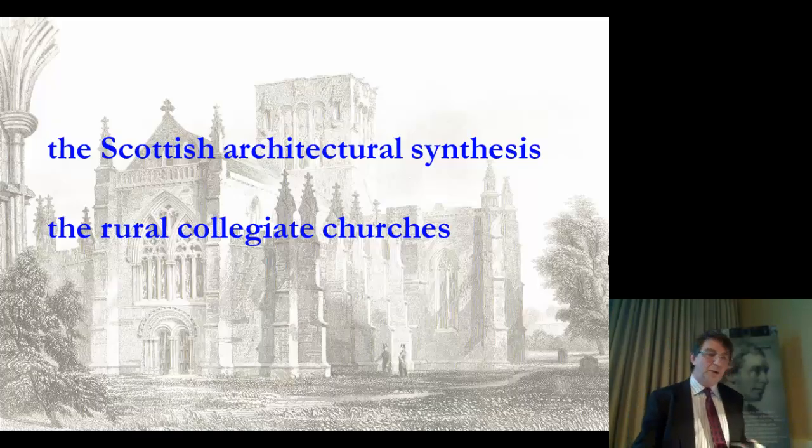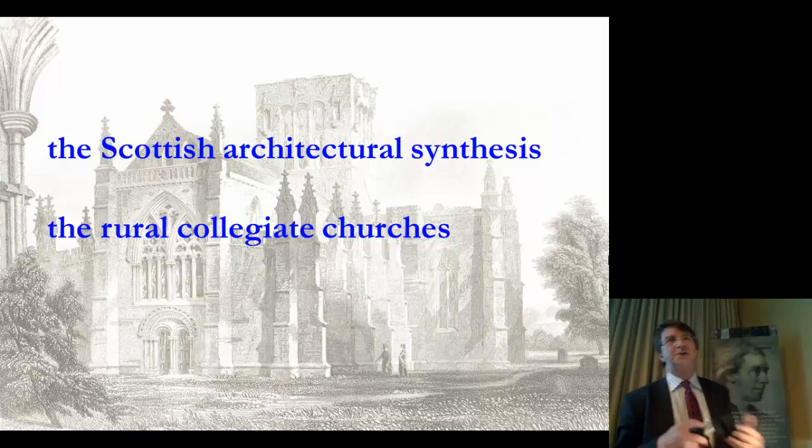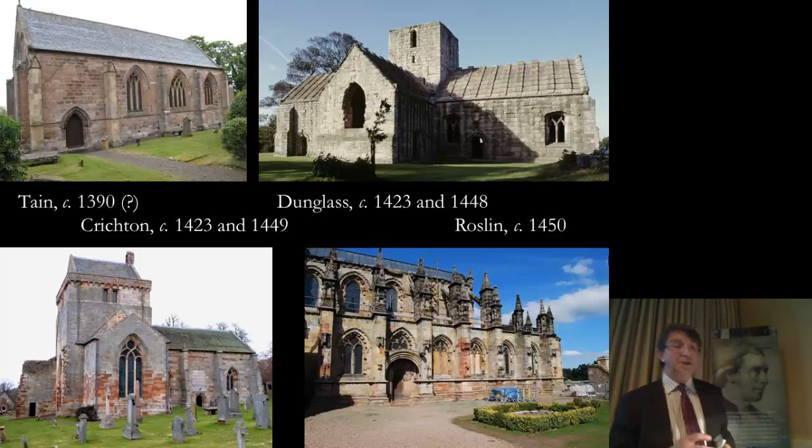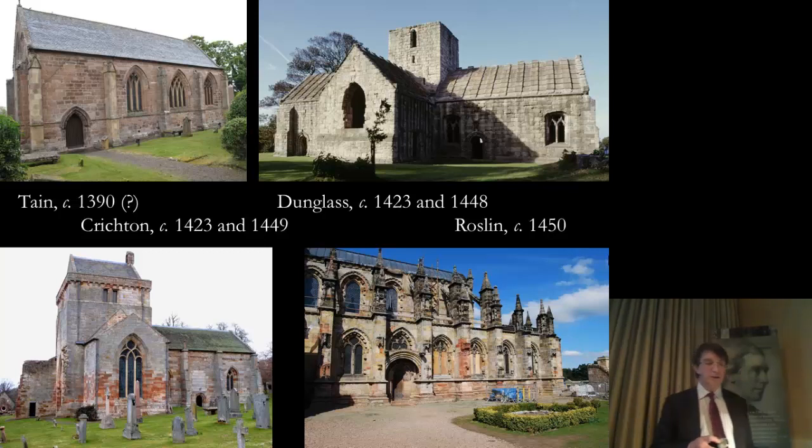Well, just a very quick whistle-stop tour through some of the rural collegiate churches, because I think probably the two groups of buildings in which we can really get the spirit of Scottish late Gothic architecture better than anywhere else are the collegiate churches and the great borough churches. This is just a montage of a number of collegiate churches over a period of time, varying from Tain, which I think probably dates to about 1390.